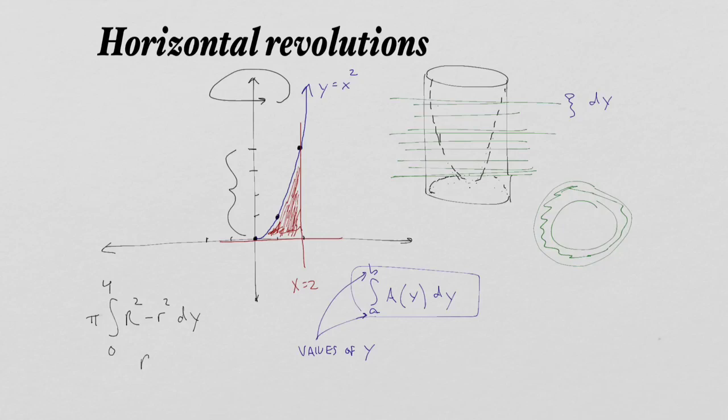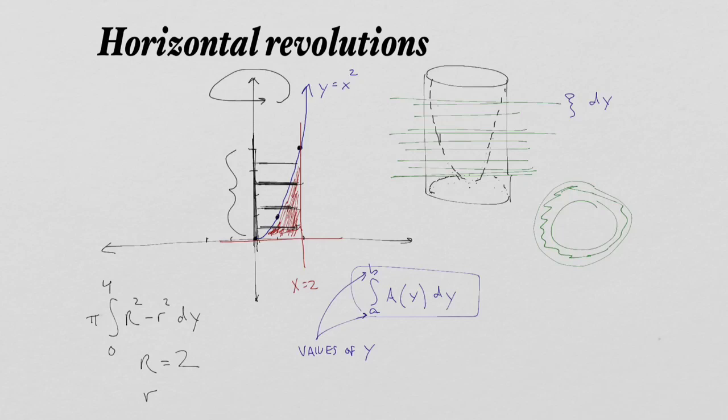Let's go ahead and start with big R, and notice that big R is going to be the distance from the axis of rotation, which now is my y-axis, all the way out to the farthest part of the figure, which is going to be a constant distance because of this vertical line. It's going to be a constant distance of 2.